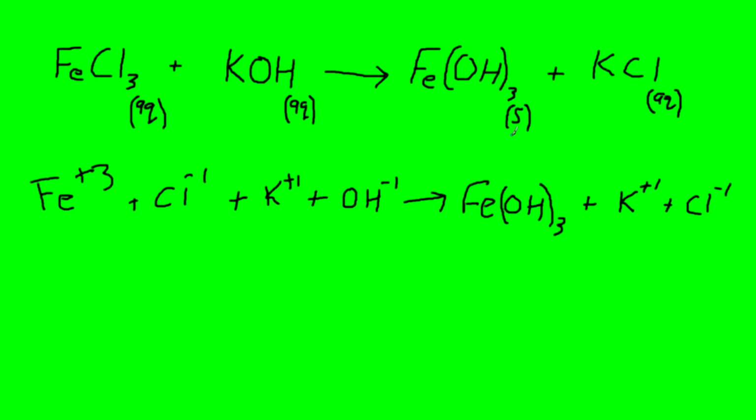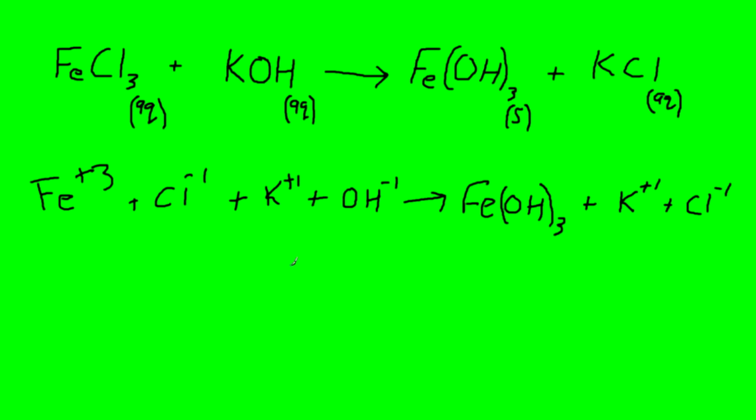Anything that's a solid, leave alone and bring down, because this is what's happening. If we have a beaker full of all this stuff here, we're going to have all these ions floating around. What's going to happen, these guys here are going to come together, the iron's going to join with the OH, and we're going to get our solid, and then the K and the Cl are just going to be floating around also. We may have some of this other stuff floating around too, but we'll get to that in a different chapter.